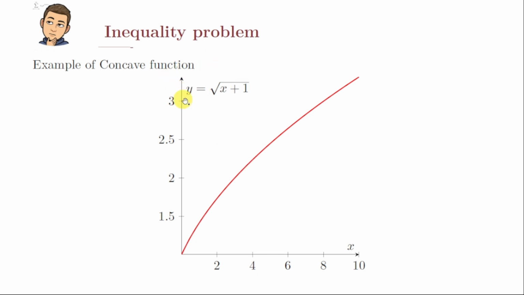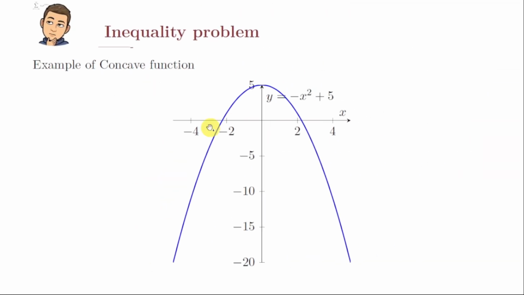This is more concrete: y equals square root of x plus 1, because if we take any 2 points, the line will always lie below the curve. Also, we can see the second derivative is minus 1 over 4 times (x plus 1) to the power of 3/2. It is easy to check that this second derivative is always negative. Another example here, minus square root of minus x squared plus 5. It is obvious that this is concave.